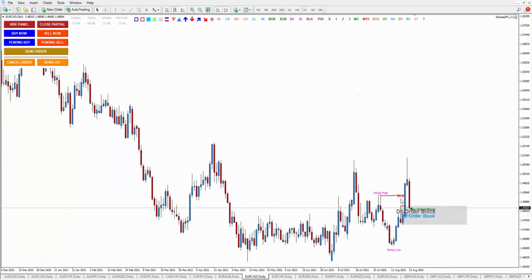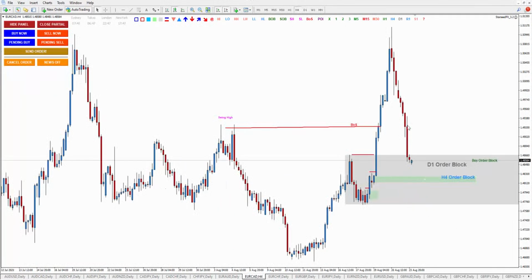So now this is already around the order block and this is still okay. So I think you can start looking for buy opportunity, but I would suggest to wait at least to reach the H4 order block around here, okay?